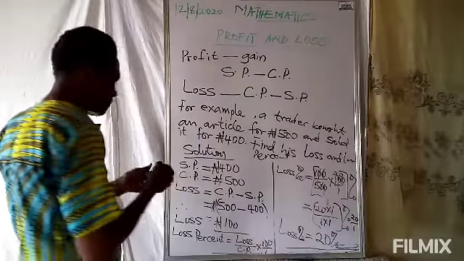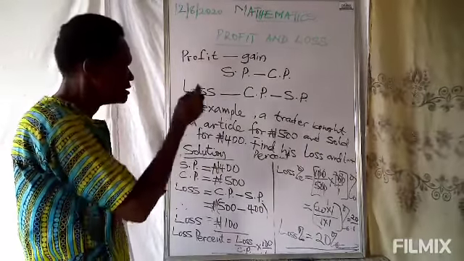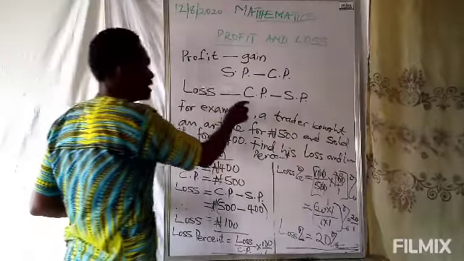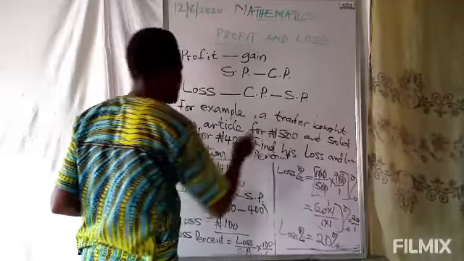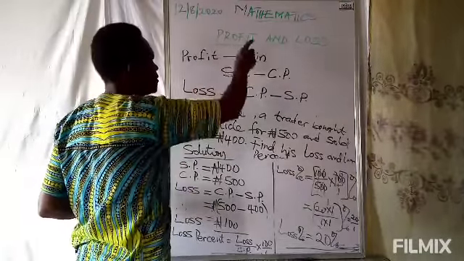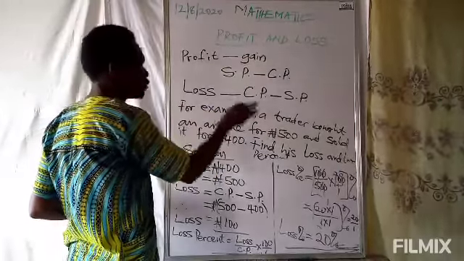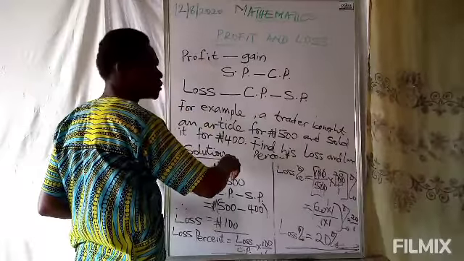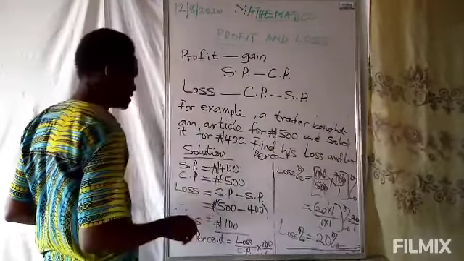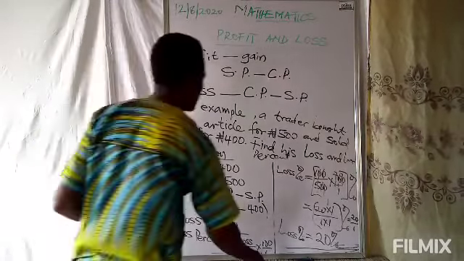So remember that gain is selling price minus cost price, and loss is cost price minus selling price. Then gain percent or profit percent is equal to gain over cost price times 100 over 1, whereas loss percent is equal to loss over cost price times 100 over 1, all in percentage. So this is what we have. Now I give another example.